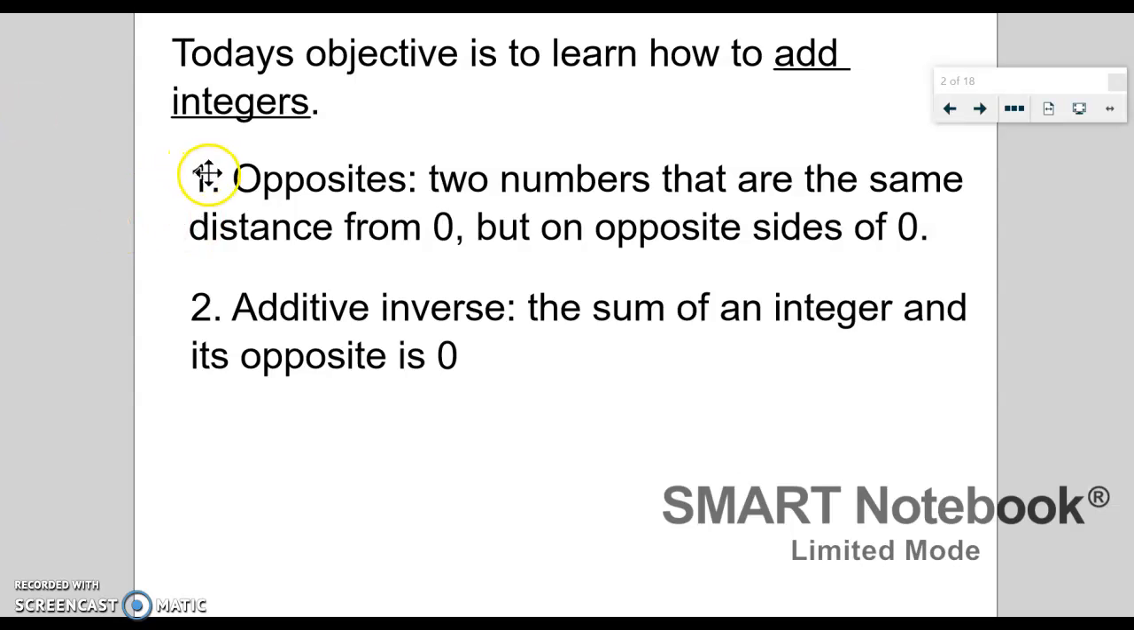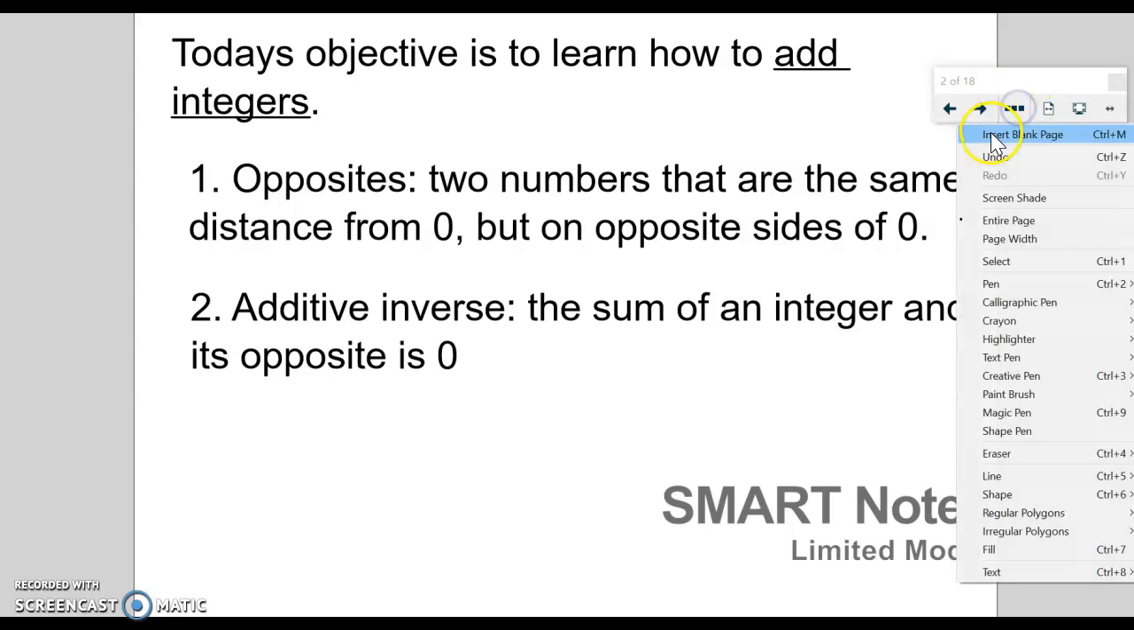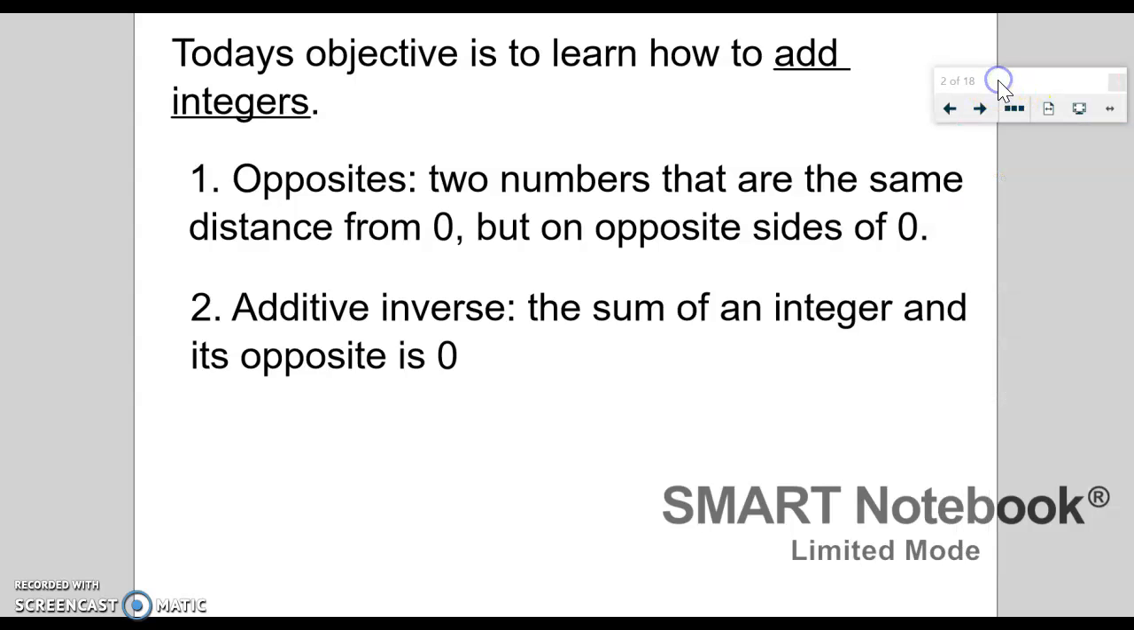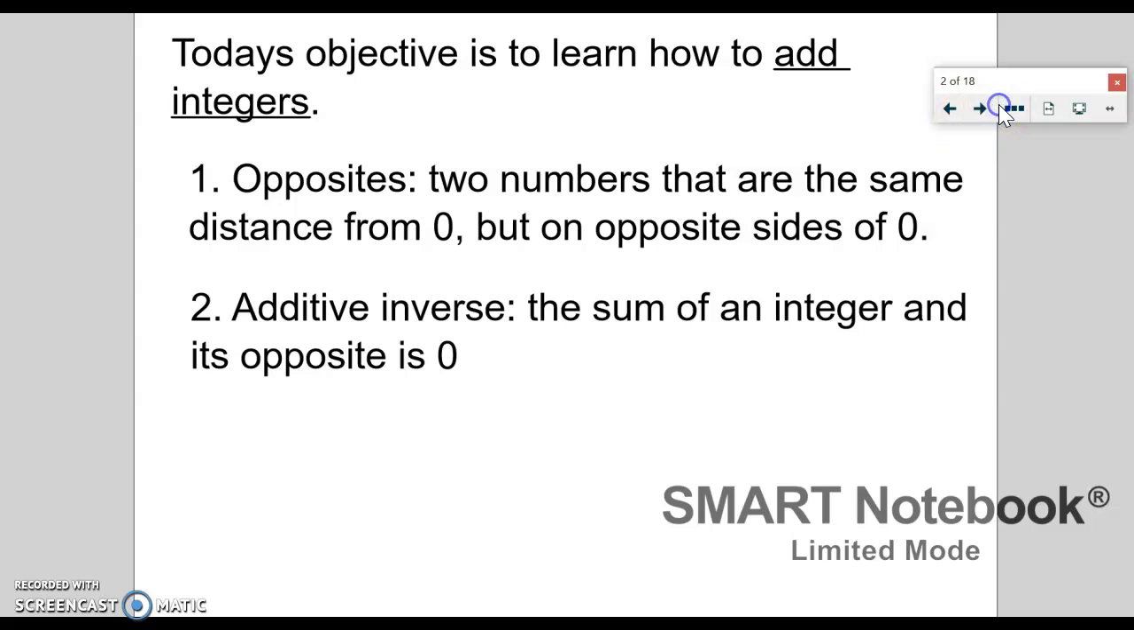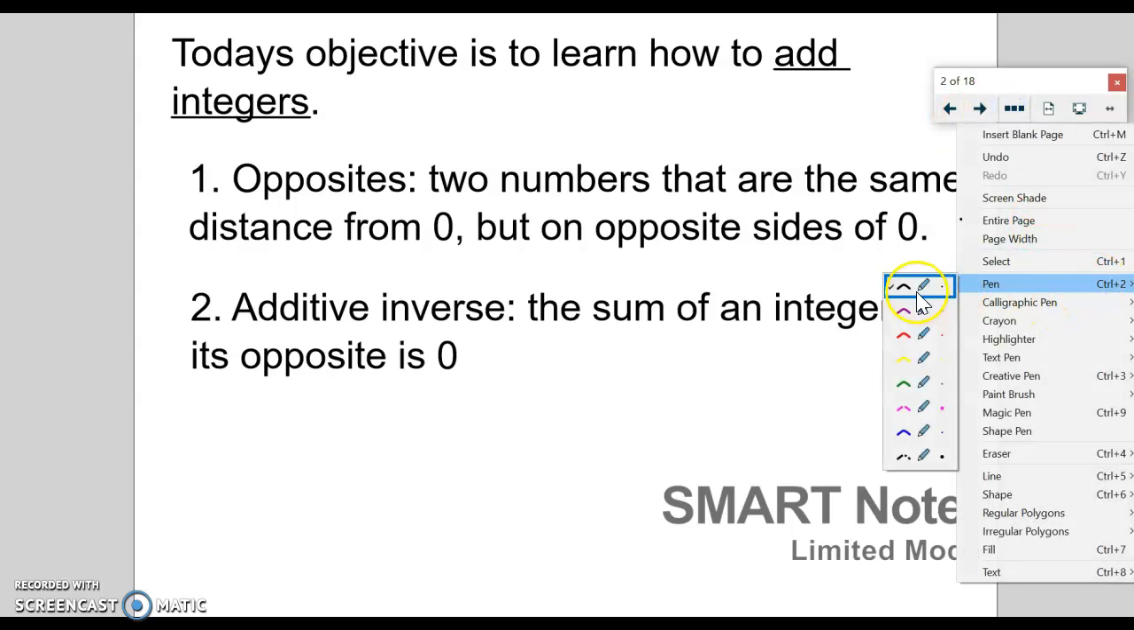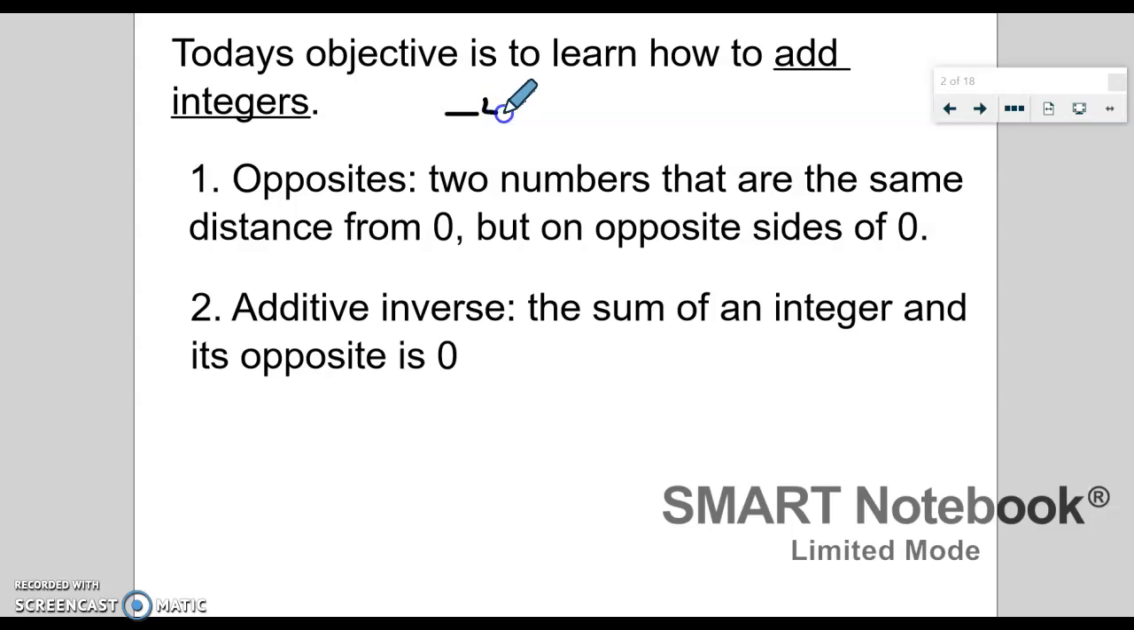Two vocabulary words that we touched on last week: opposites. Opposites are two numbers that are the same distance from 0 but on opposite sides of 0. And additive inverse: the sum of an integer and its opposite is 0. So we're going to touch on both of those today as well. In our example last week, opposites we started with are like -4, which is 4 spaces to the left of 0, and 4, which is 4 spaces to the right of 0.